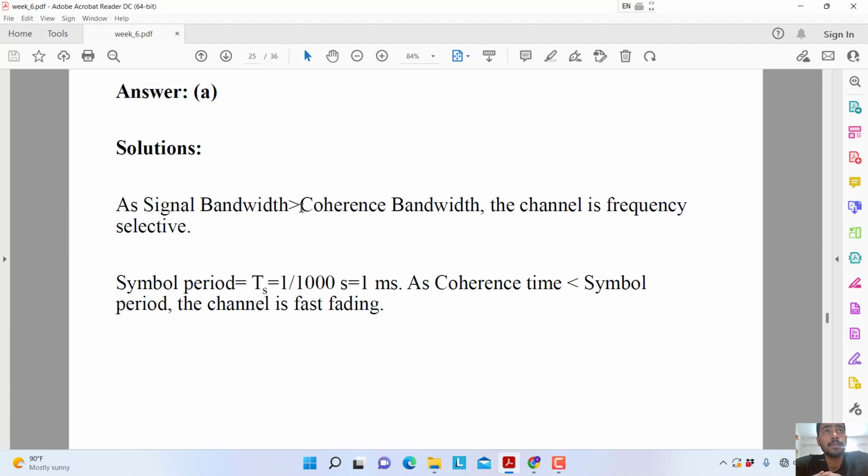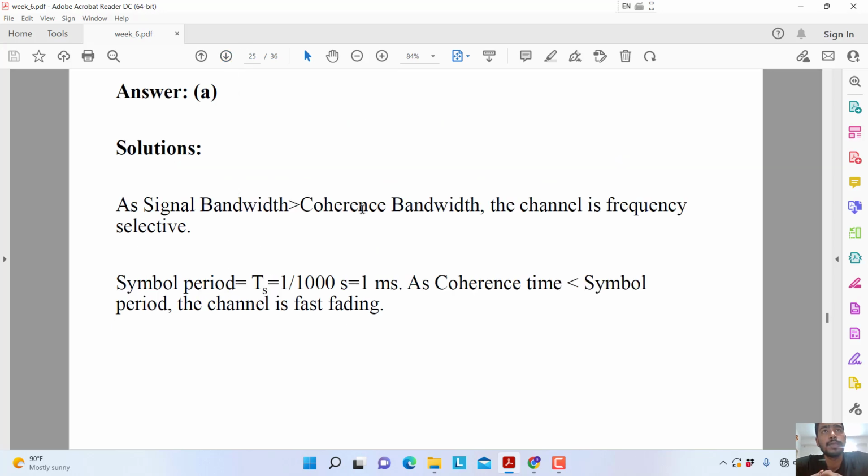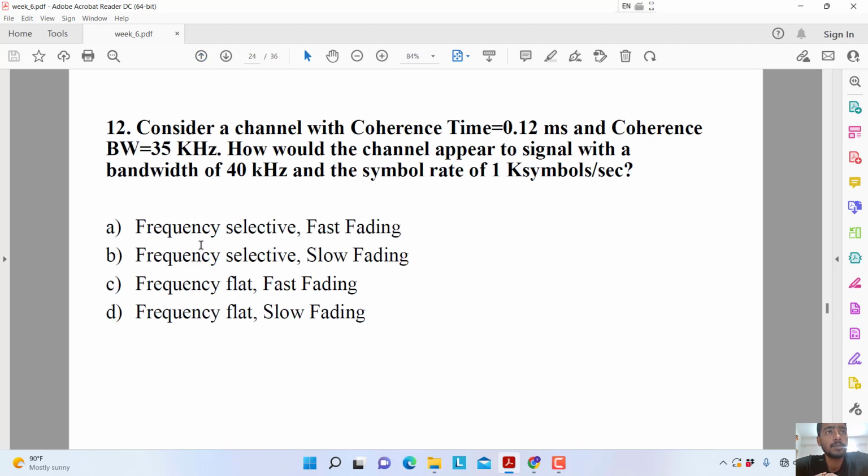Signal bandwidth is greater than coherence bandwidth. The signal bandwidth is 40 kilohertz and the coherence bandwidth is 35 kilohertz. Whenever signal bandwidth is greater than coherence bandwidth, the channel is frequency selective. So the first two options may be right. We can cut options C and D because signal bandwidth is greater than the coherence bandwidth.